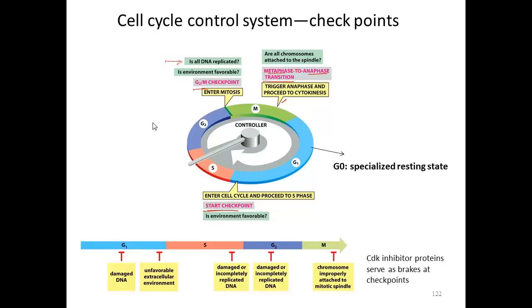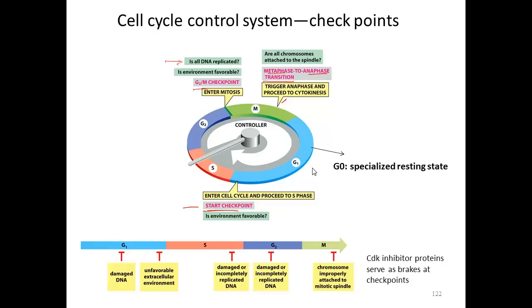chromosomes. If these checkpoint conditions are not met, then the cell will pause and it will spend some amount of time trying to accomplish the task, whatever is needed, before it proceeds on with the cell cycle. If things get too bad, the cell may choose to commit cellular suicide or apoptosis.